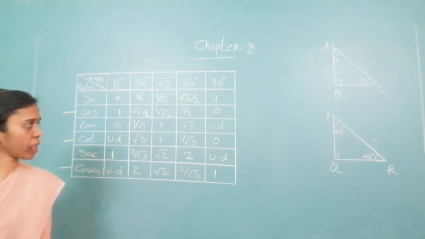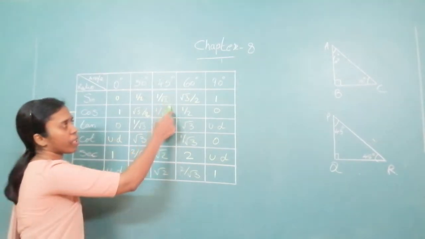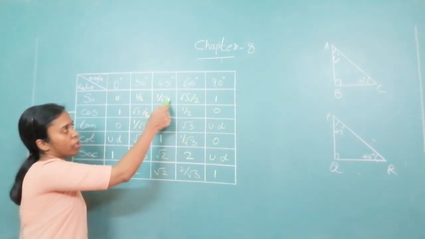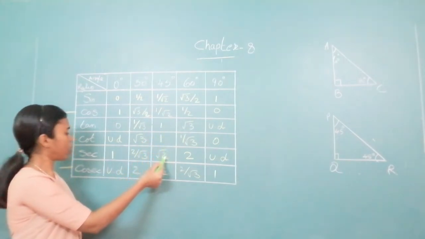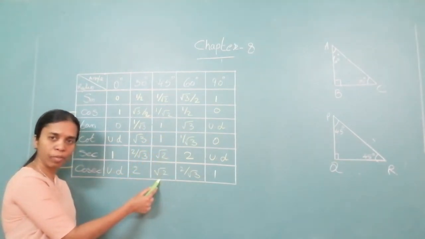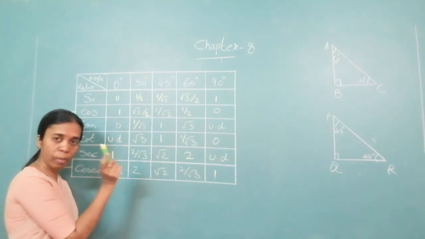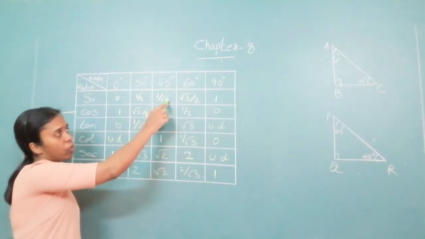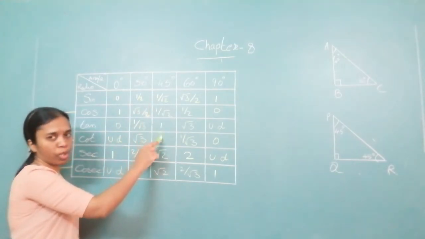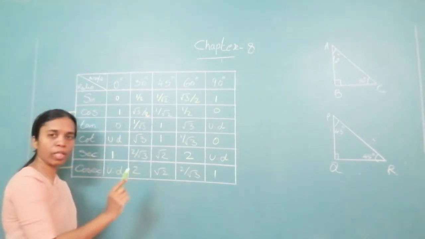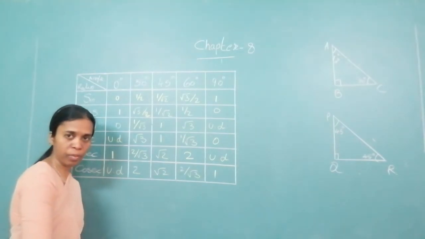Okay. Now one thing to remember, the 45-degree column. Sine and cos are the same, cot and tan are the same, sec and cosec are the same. Okay. So please remember that also in mind. Sine and cos 45 are the same, tan and cot 45 are the same, sec and cosec 45 are the same.